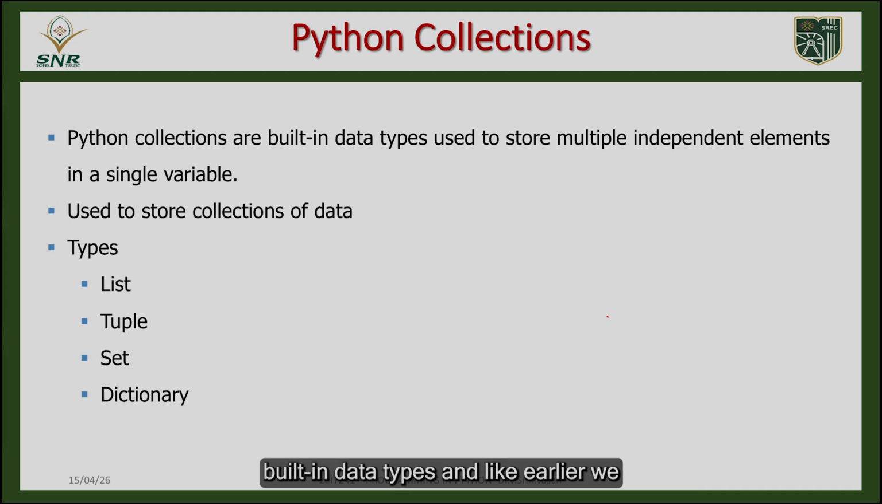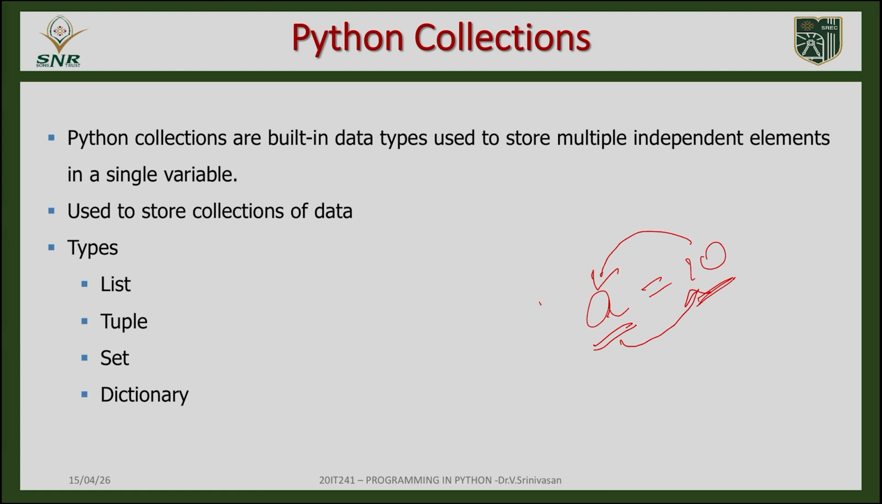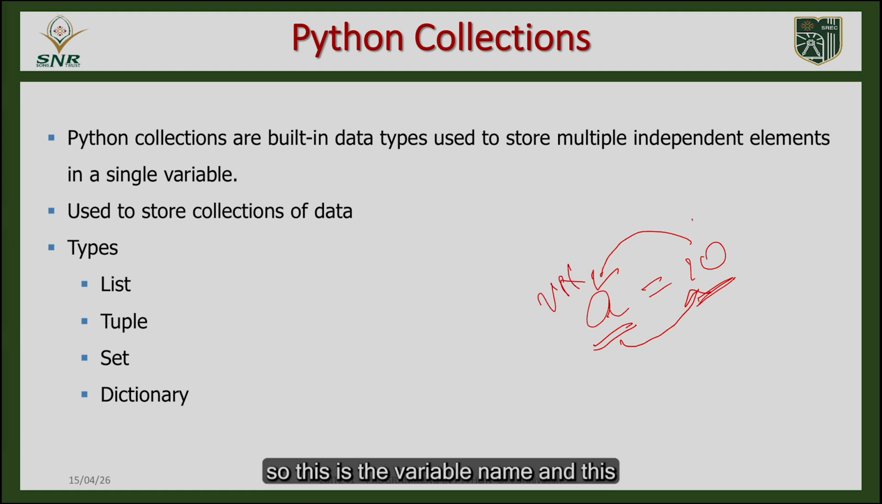These are some built-in data types. Earlier we had seen the concept of variables to store a value. For example, a is equal to 10. The value 10 is an integer data type, and this is being stored in a variable named a. And a can hold only one value at a time. So this is the variable name, and this is the value.